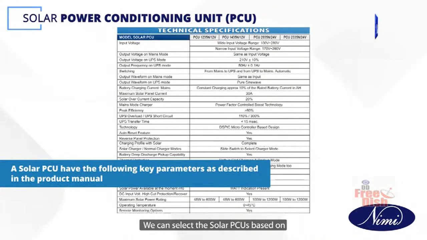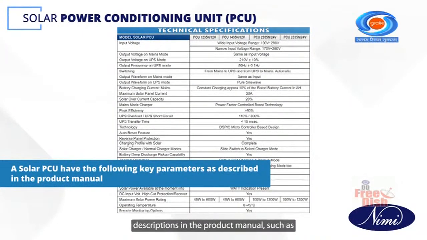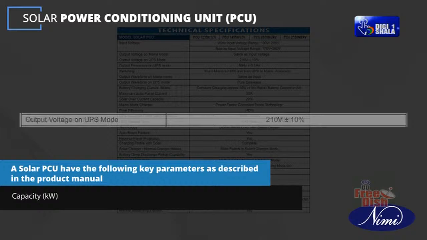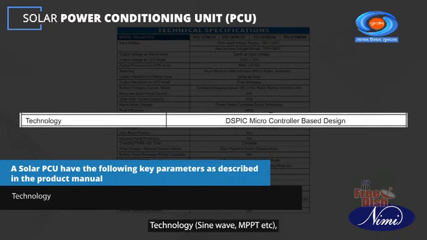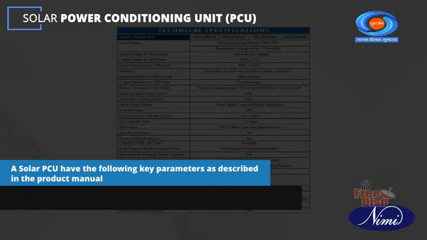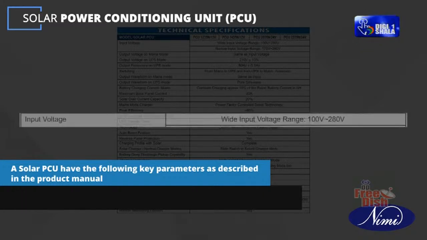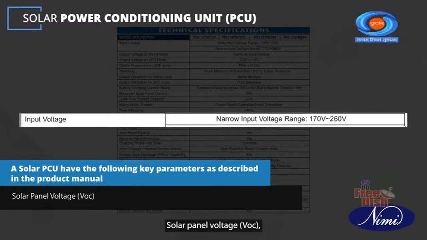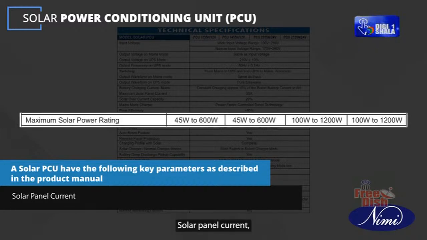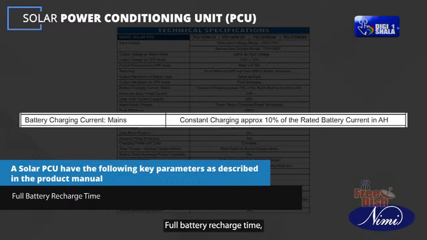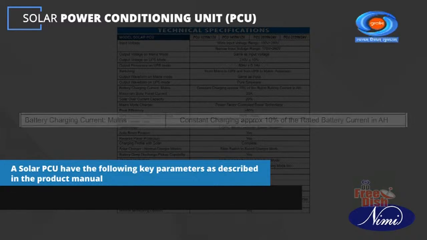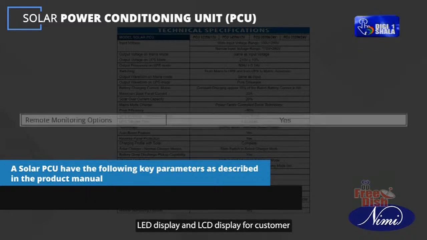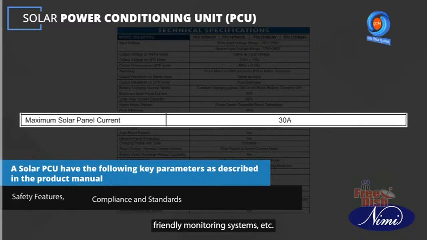We can select the solar PCUs based on descriptions in the product manual such as capacity kW, technology sine wave MPPT etc., allowed power load, batteries requirement, solar panel voltage VOC, solar panel current, full battery recharge time, inverter monitoring displays namely LED display and LCD display for customer-friendly monitoring systems, etc.